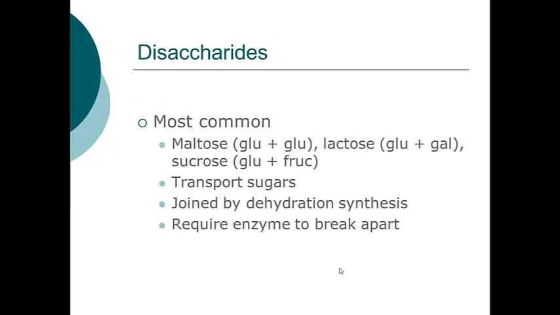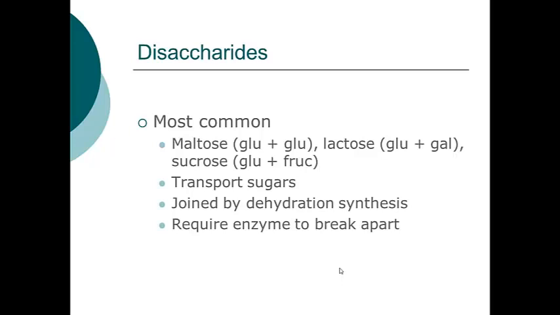Disaccharides. The most common disaccharides are maltose, lactose, and sucrose. Maltose is made up of 2 molecules of glucose bonded together in a dehydration reaction. Sucrose is a glucose and a fructose, and lactose is a glucose and a galactose. Worth noting is that maltose and sucrose are made by plants, as is glucose, for the most part. And lactose is a disaccharide that's made by animals, specifically mammals, as a means of providing energy through milk to the young.